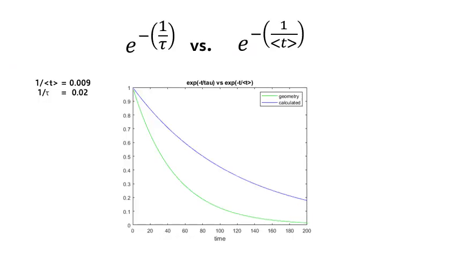It has to do with the exponential terms here. When you have the residence time from the geometry, 1 over it is larger than 1 over the residence time from the concentration data. So the curve calculated from the residence time distribution has a much shallower decay compared to the one from the geometry. So that's why you see that.